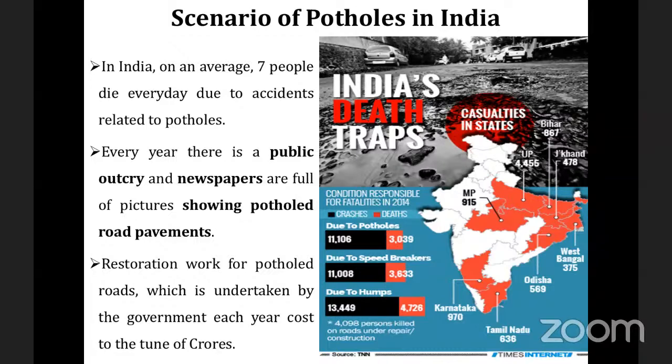And we can see that every year there is a public outrage and newspapers full of pictures showing potholes. That is during the monsoon time. Whenever it rains, the pothole scenario comes into picture in the metropolitan city, that is the urban streets. And the restoration work for these potholes is costing government, any government, like maybe the state government or the central government, a lot of money. That costs crores of money.